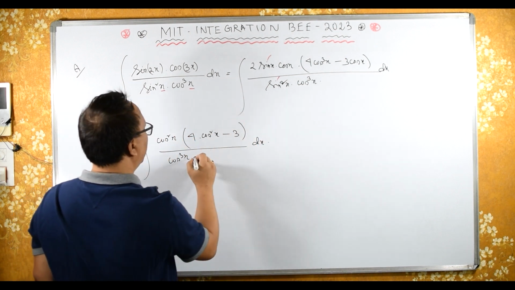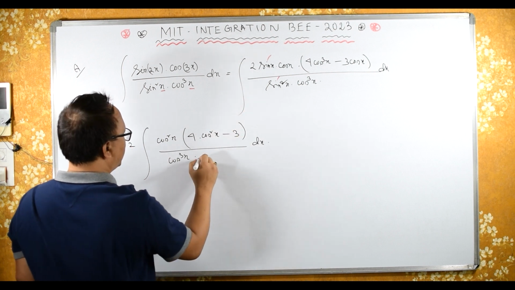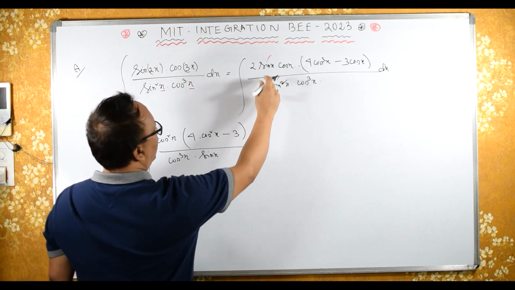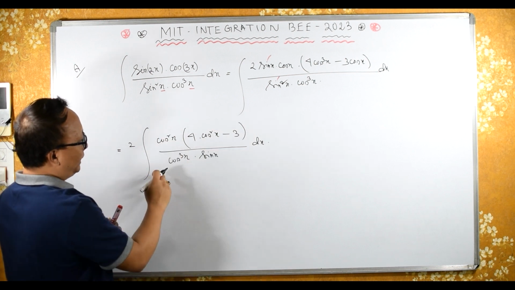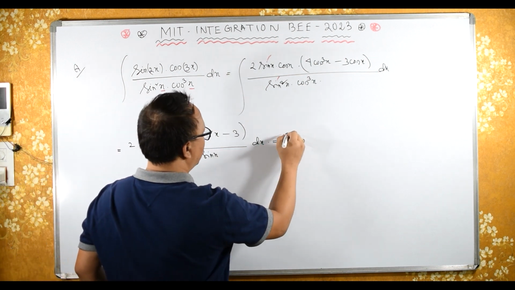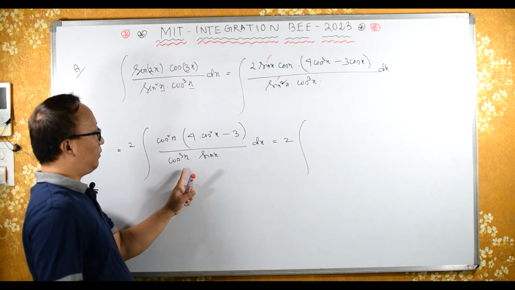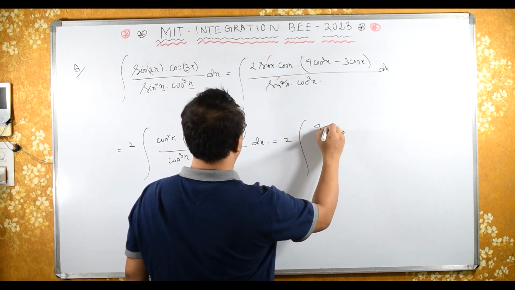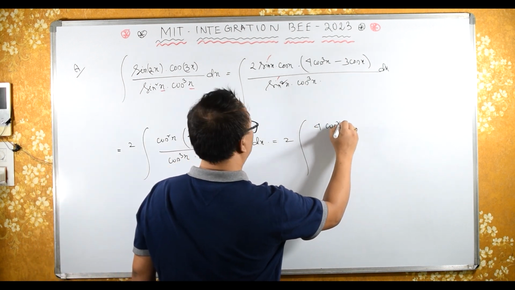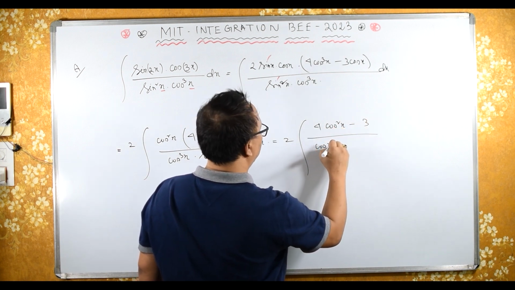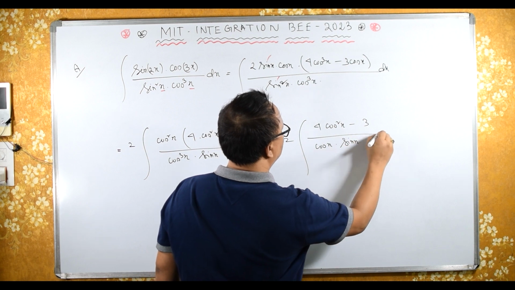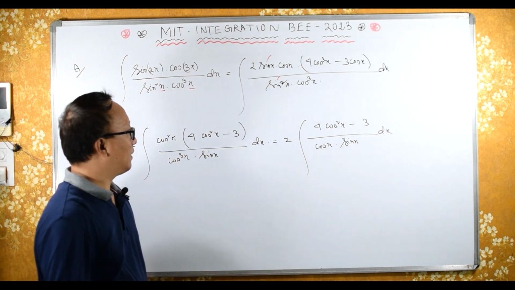dx. And we have another sine over here. One sine is over here, cos cube is there. Now here also I can cancel, this is the same as 2 integral, with only one cos. Here 4 cos square x minus 3 upon cos x into sin x dx.